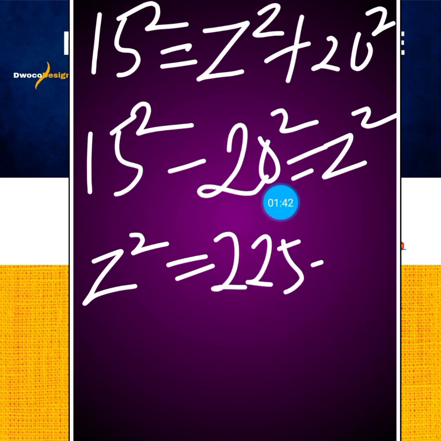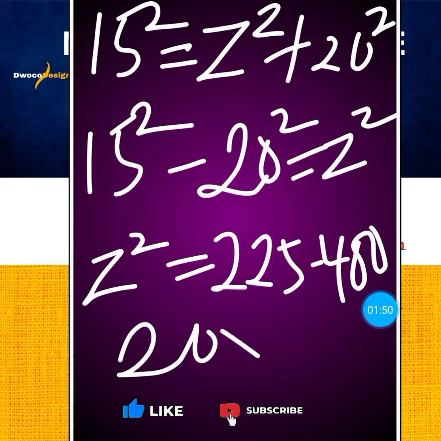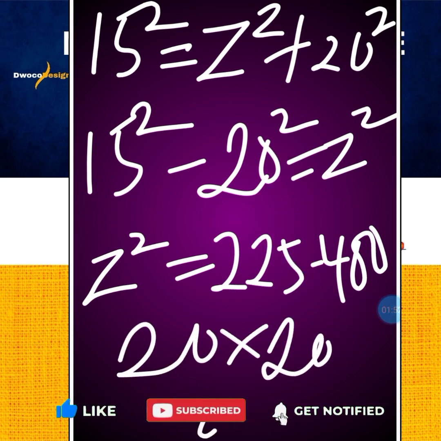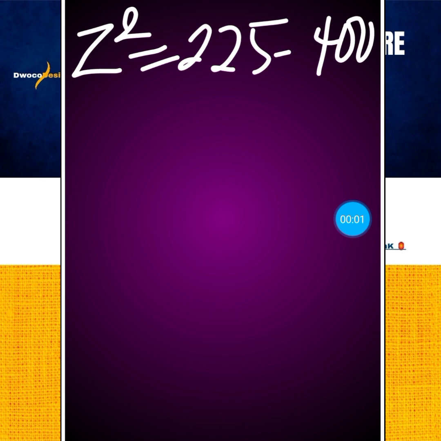Minus, for the 20 squared, that's going to give us 400, because 20 squared is 20 times 20. You just add your 2 zeros and multiply 2 times 2, which gives you 4. That is 400, obviously. Is that clear? So guys, we're going to have z squared equal to 225 minus 400. Like I told you, this is going to be in negative format as it is. So let's do 400 minus 225, then it's going to be in negative format.